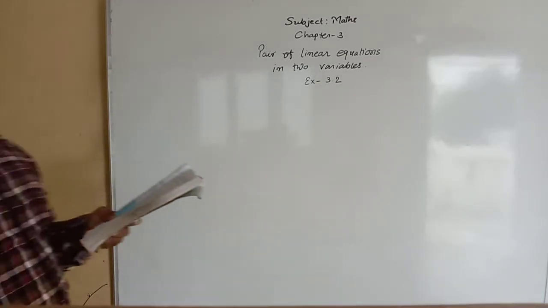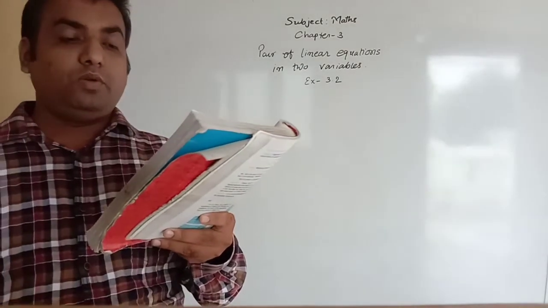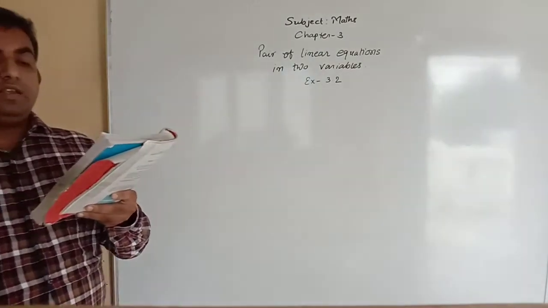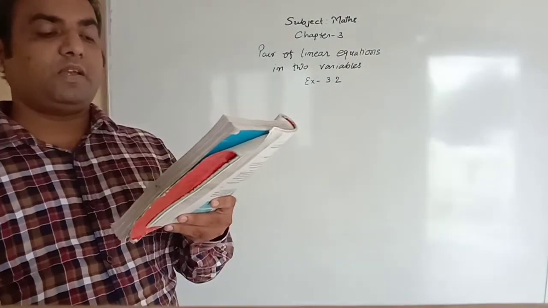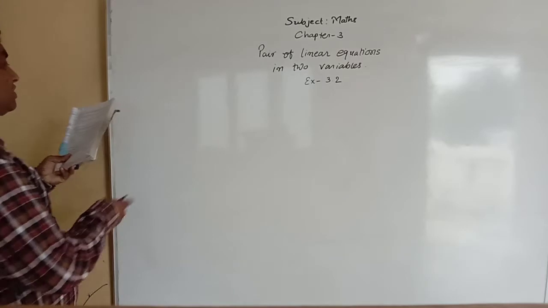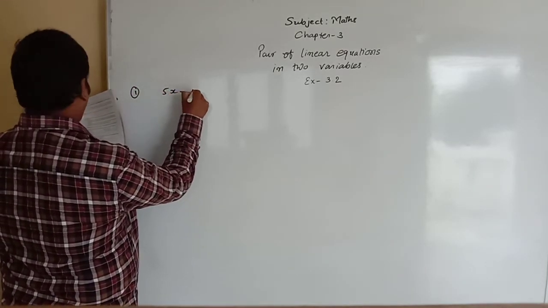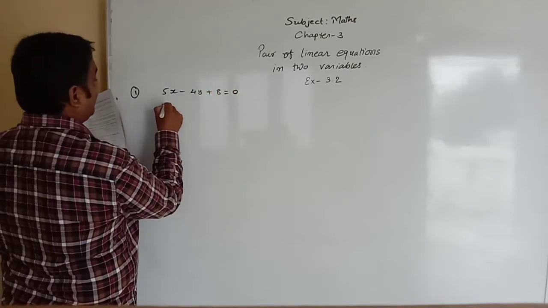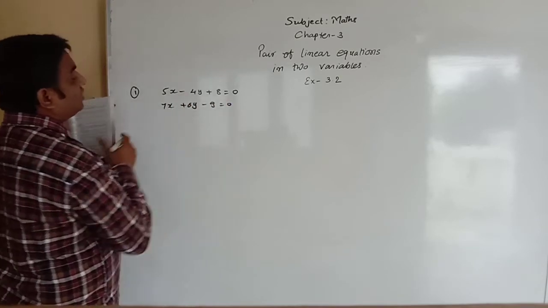Question 2 is on comparing the ratios a1 by a2, b1 by b2 and c1 by c2. Find out whether the following pairs of linear equations intersect at a point, are parallel, or coincident. So the first question is given: 5x minus 4y plus 8 equals 0 and 7x plus 6y minus 9 equals 0.